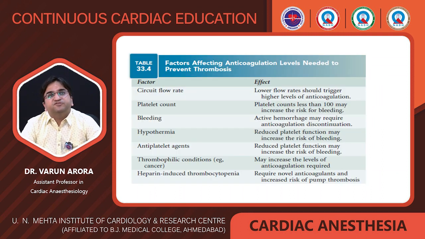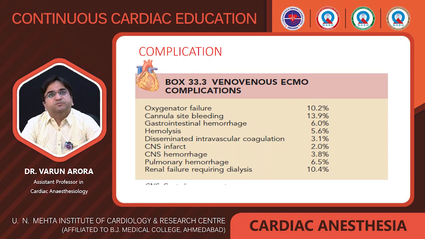Now, what are the factors which affect the anticoagulation level needed to prevent thrombosis? Common factors are circuit flow rate, platelet count, bleeding, hypothermia, antiplatelet agents, and thrombophilic conditions like cancer and heparin-induced thrombocytopenia.